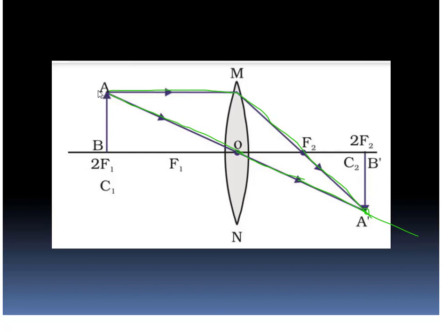So here the position of the object is at the first center of curvature. The image will be formed at the second center of curvature. So here the size of the object and size of the image is same. The image is vertically inverted. The image is real, and the position of the image is at the second center of curvature.